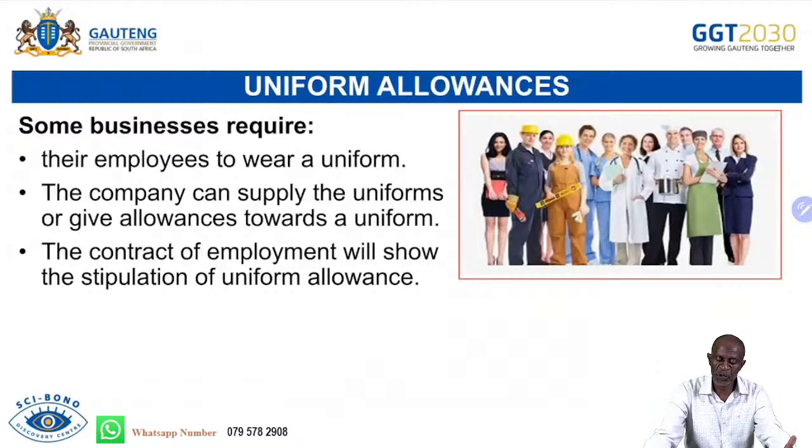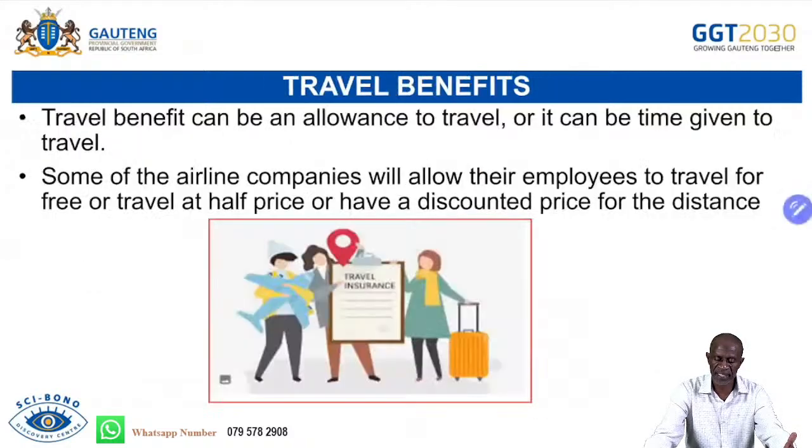The contract of employment will show the stipulation of the uniform, meaning that the uniform, the colors, and the designs will be articulated in the contract of employment. So it will be shown, it will be indicated in the contract of employment.